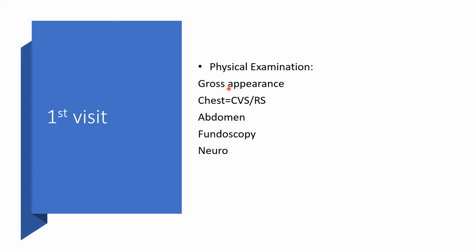Now, physical examination will have gross appearance to be checked. Chest, we will do thorough cardiovascular and respiratory system examination. The abdomen will not be spared. Somebody is asking, what is the problem with abdomen and hypertension? Oh, really? You'll understand later on that adrenal gland, renal system, and abdominal aorta all could contribute to hypertension. Fundoscopy, there may be papilledema, and neuro, all will be checked.